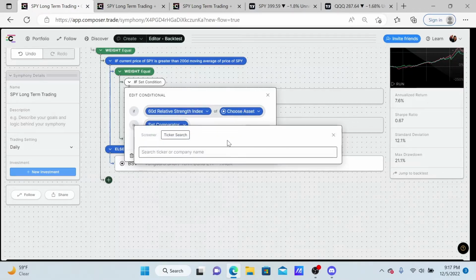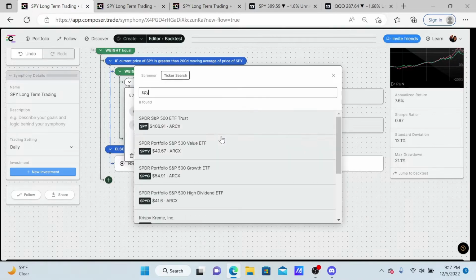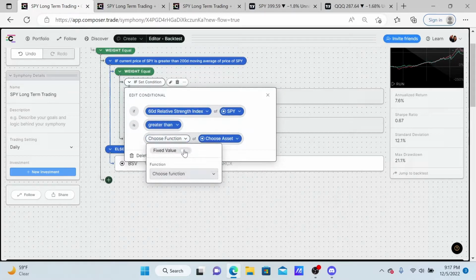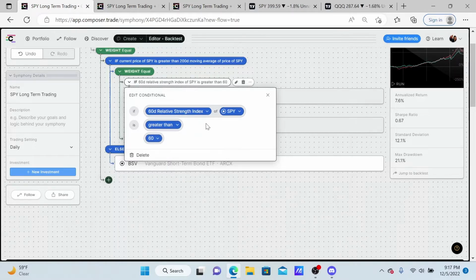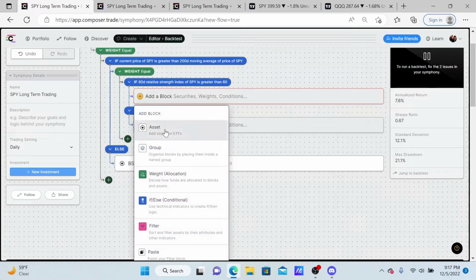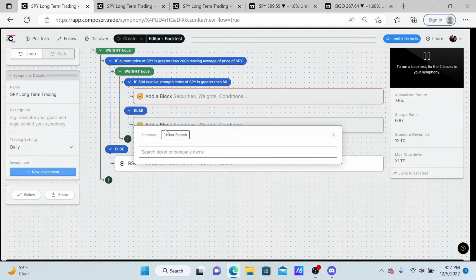So 60-day RSI of SPY is greater than 60. Right here it shows fixed value. You're going to toggle that on, and then you're going to enter the value as 60. So it'll look like that: 60-day relative strength index of SPY is greater than 60. So if that is met, I'm going to go to, I'll do IEF.